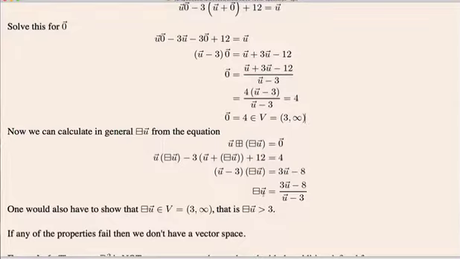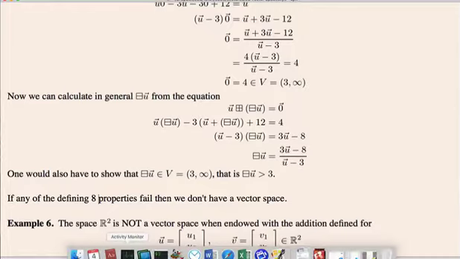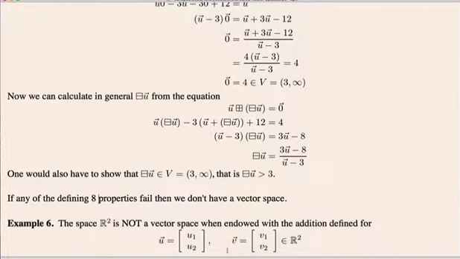By the way, this additive inverse is supposed to be also in this set V, which is the interval 3 to infinity. So one would also have to check that this is really larger than 3. Let's not do that. It's a simple manipulation of fractions. The idea is that if any of the defining properties fail, then we don't have a vector space.